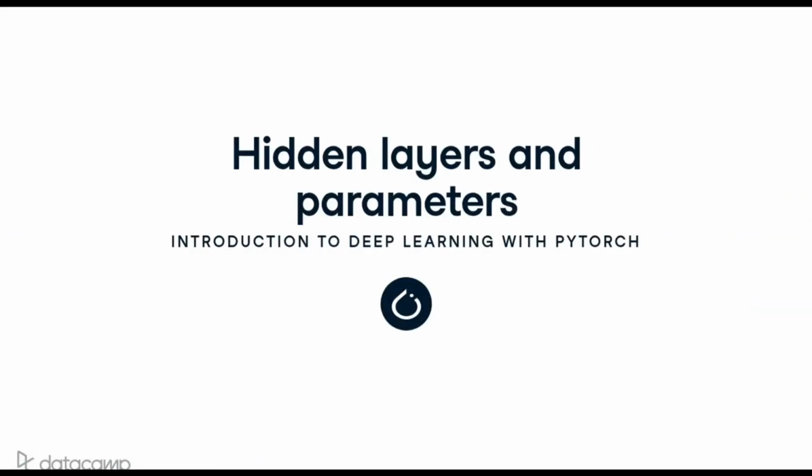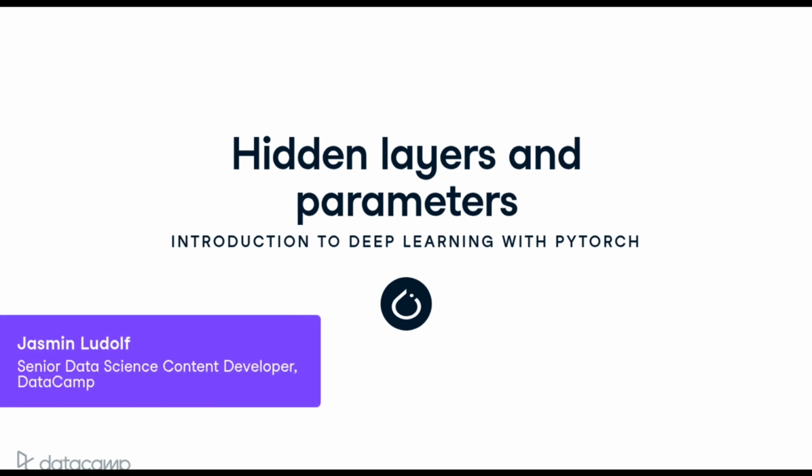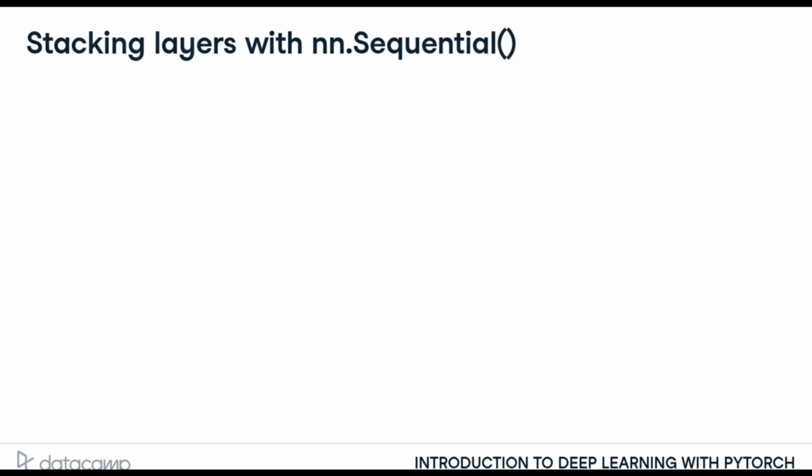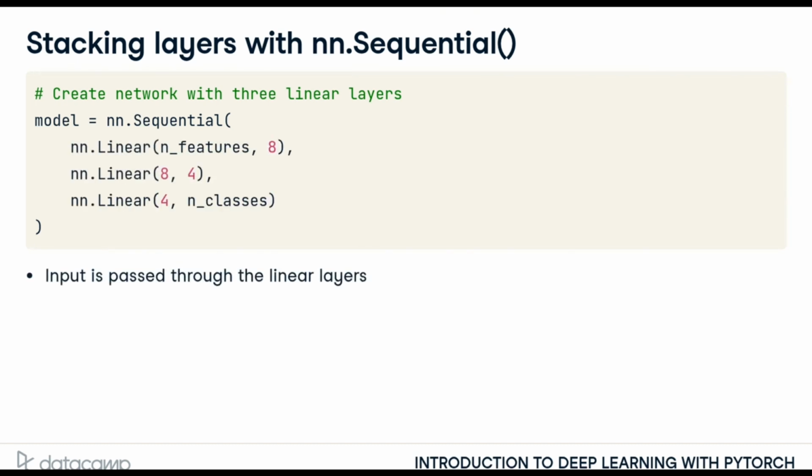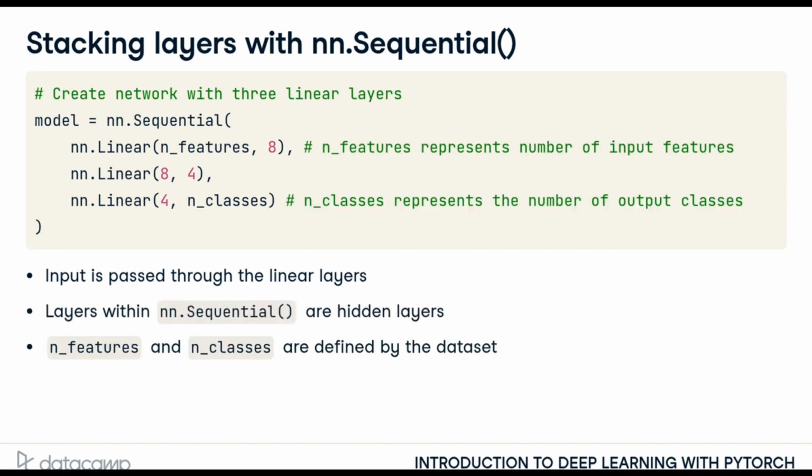So far, we've used 1 input layer and 1 linear layer. Now we'll add more layers to help the network learn complex patterns. We'll stack 3 linear layers using nn.Sequential, a PyTorch container for stacking layers in sequence. This network takes input, passes it to each linear layer in sequence, and returns output. In this case, the layers within nn.Sequential are hidden layers.